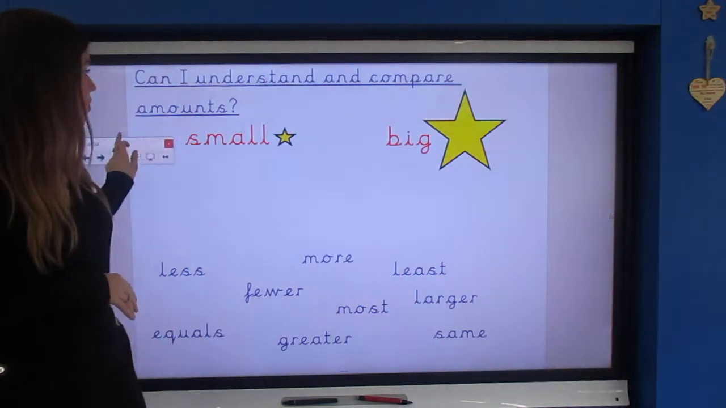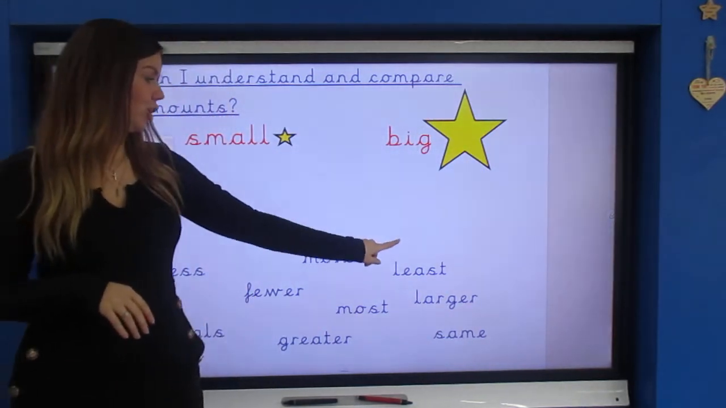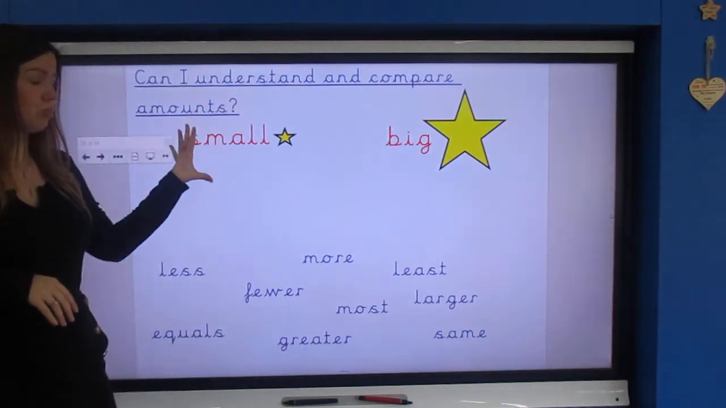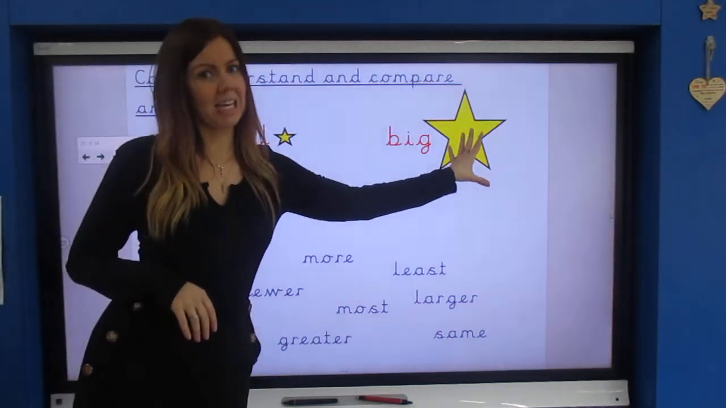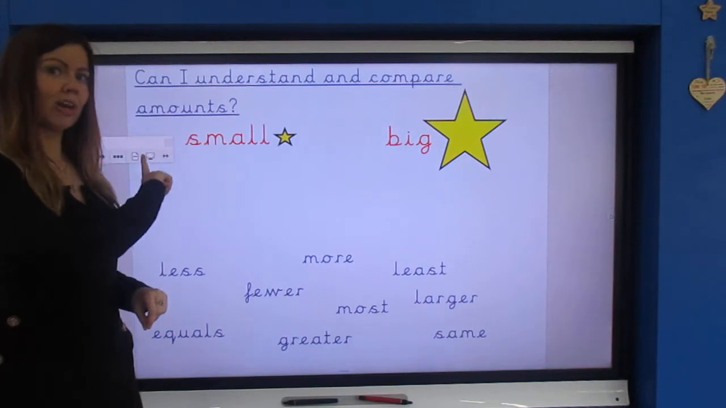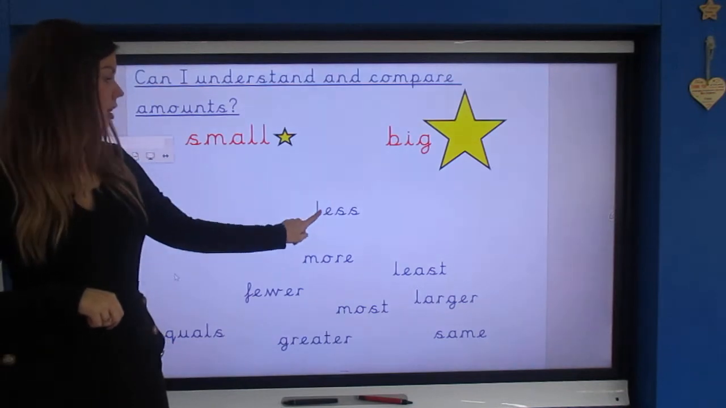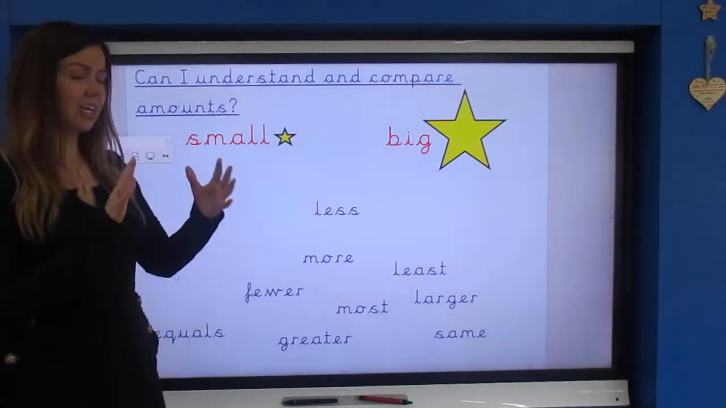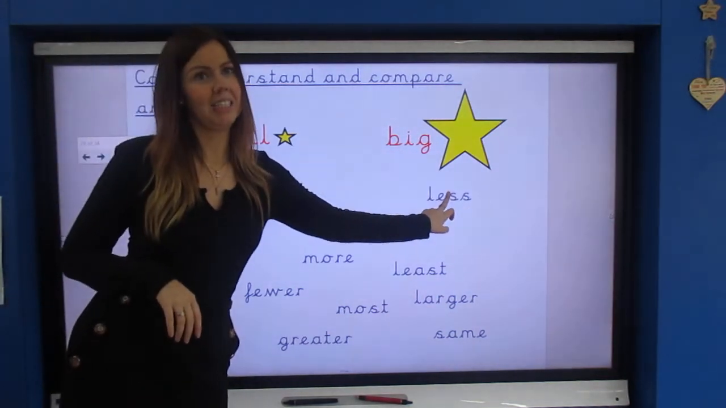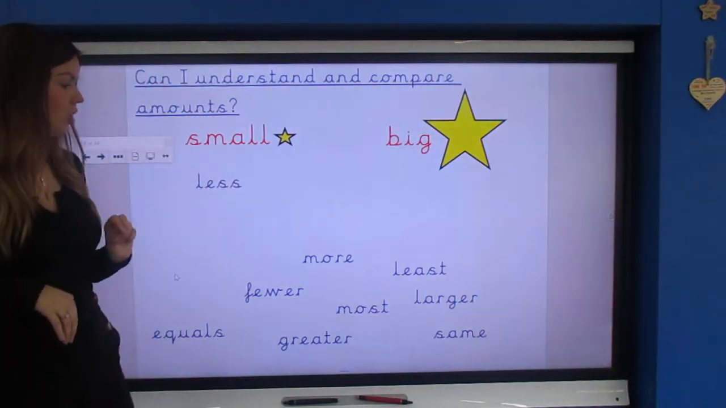So I've got here small and big, a small star and a big star. And I've got some words and I want to put them on the right side. Do they belong to the smaller side? Or do they belong to the bigger side? So I want you to help me and I want you to point at the screen and shout out which side it needs to go to. So do we think the word less, L-E-S-S, if something's less than, it's going to be smaller or bigger? Tell me. Smaller. Okay, smaller than.